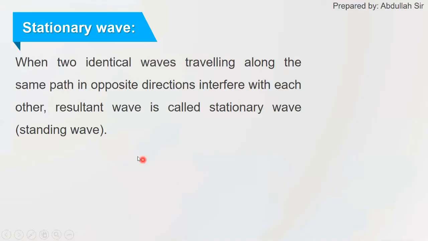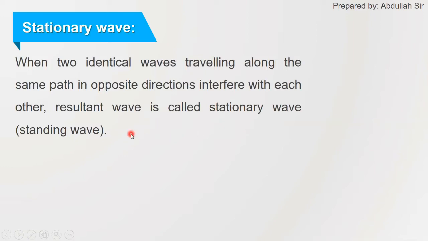So first we are going to see the definition of a stationary wave. When two identical waves traveling along the same path in opposite directions interfere with each other, the resultant wave is called a stationary wave or standing wave.